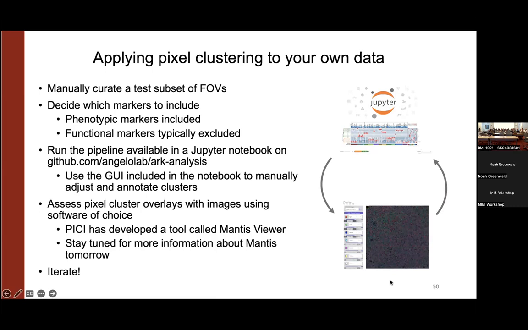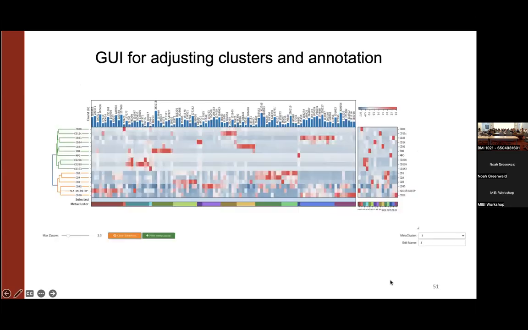And the most important thing here is to iterate. So you can first do a round of clustering, then look at your pixel cluster overlays, see how well it did, and then change your parameters and iterate through this process a few times.